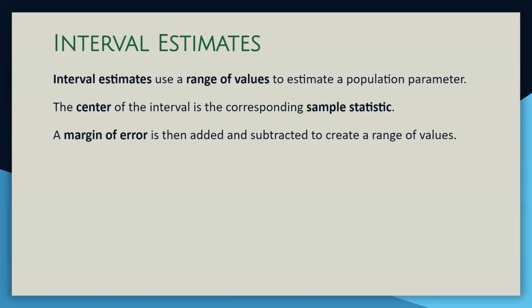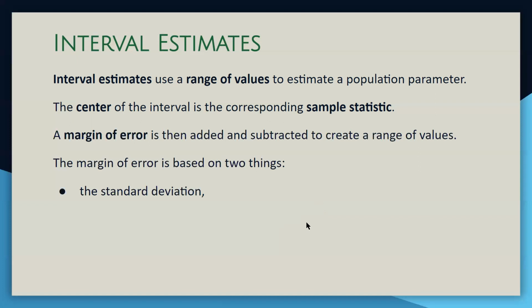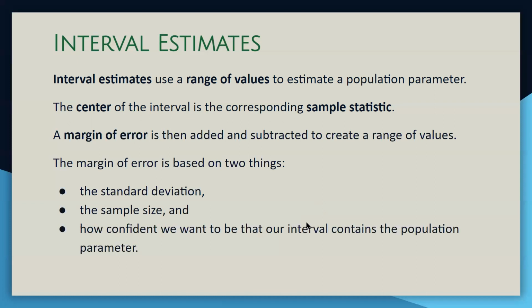The margin of error is then added or subtracted to that sample statistic to create the range of values. The margin of error is primarily based on three things: the standard deviation, the sample size, and how confident we want to be that our interval contains the population parameter.